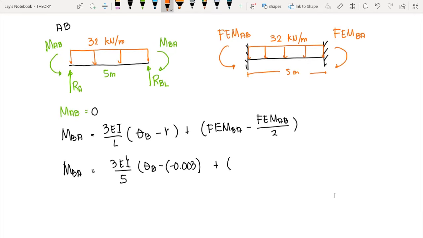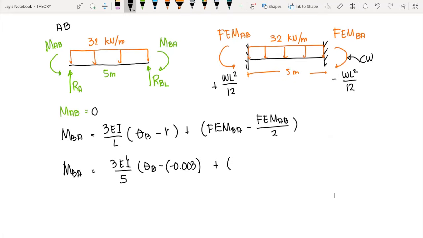So again, if we have a uniformly distributed load all throughout the beam, as you remember from the figures I have presented, I have already presented to you the formula for fixed end moment. In the case that we have a uniformly distributed load that acts all throughout the beam, that means our fixed end moment is WL squared over 12 on the left side, that's positive, and we have negative WL squared over 12 on the right side. Again, this one is negative because we have a clockwise rotation.